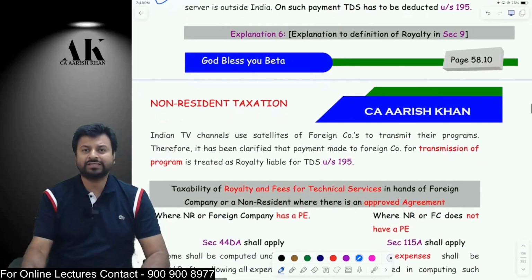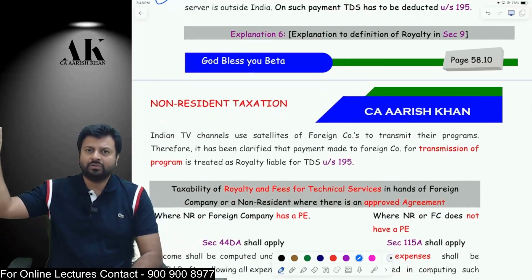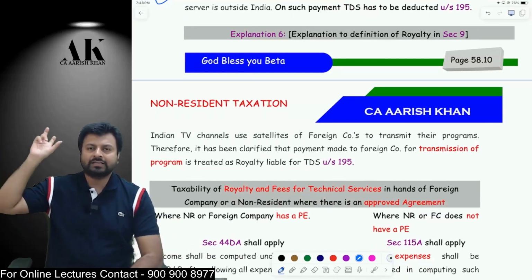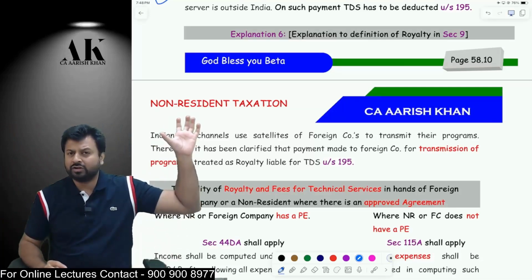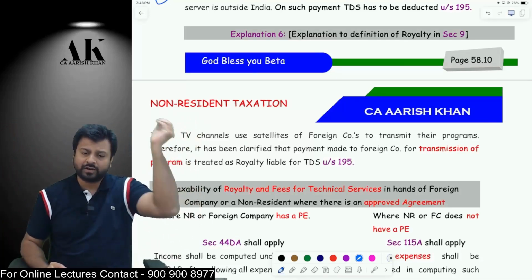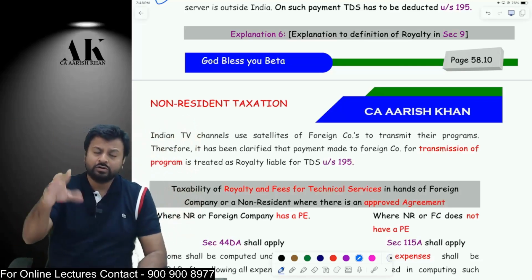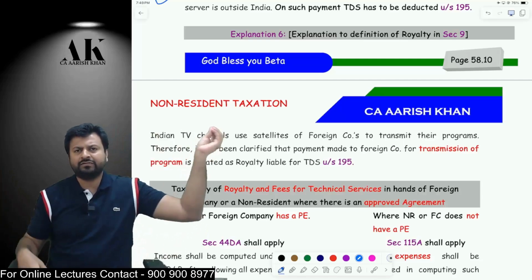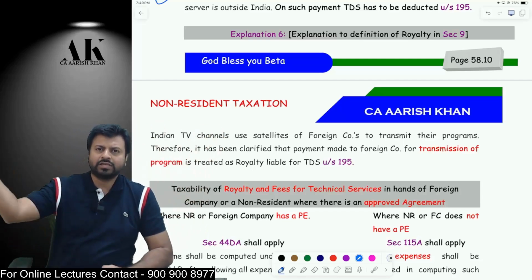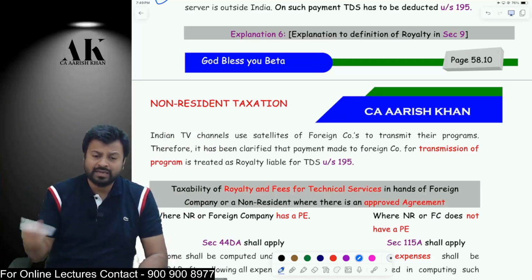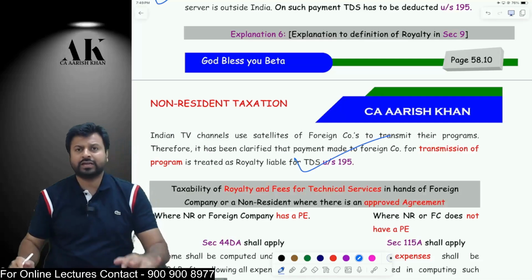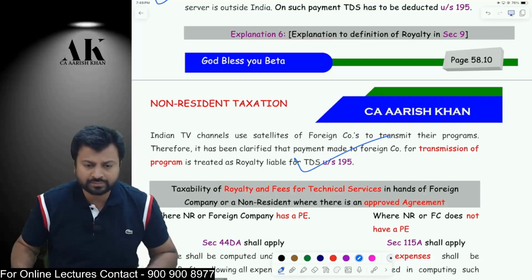Third one is for TV channels. Suppose there is a TV channel over here, say for example Zee TV, and suppose now Zee TV wants to transmit the programs on television. So for that purpose it wants to use the satellite of a foreign company. Now the foreign company is allowing Zee TV to use the satellite to transmit their programs. So at the end of the year, the foreign company will charge some money to Zee TV because they are using the satellite of that foreign company. So whatever money Zee TV is paying to that foreign company, that will also be royalty under the income tax law. Check it please. Under section 195, you are supposed to deduct the TDS.